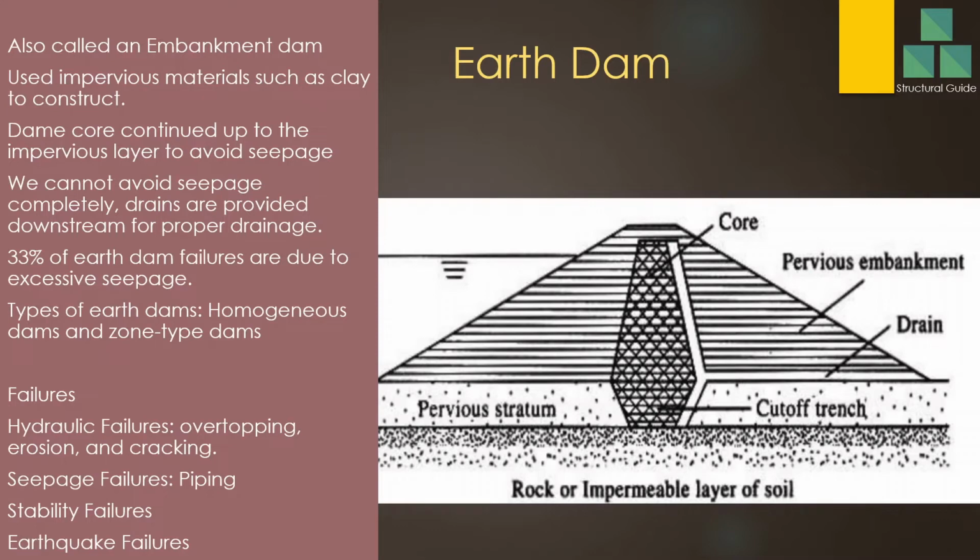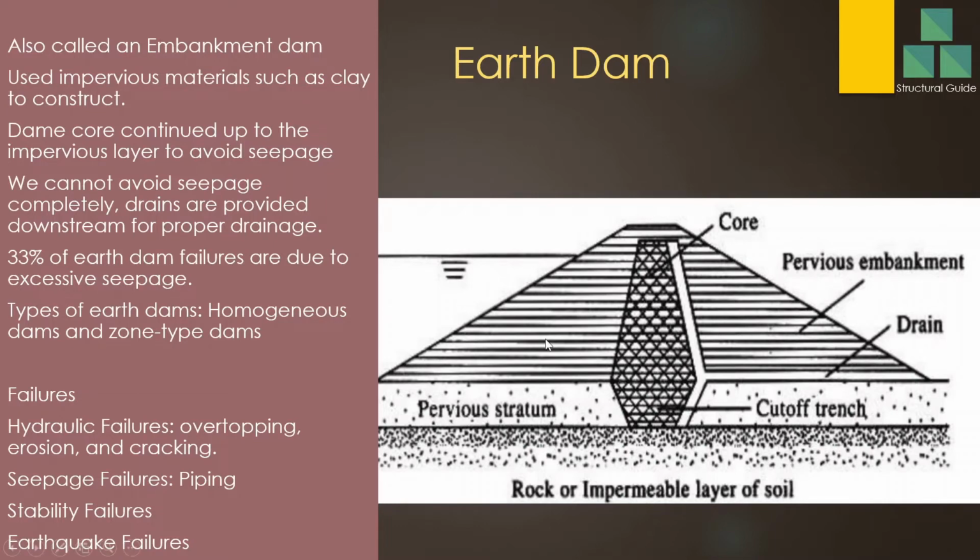Drainage will be provided at the downstream to smoothly drain out the water coming through this dam. About 33% of earth dams fail due to excessive seepage. Therefore, seepage needs to be drained out very properly, and also controlled. There are two types of earth dams: homogeneous dam and zone type dam.